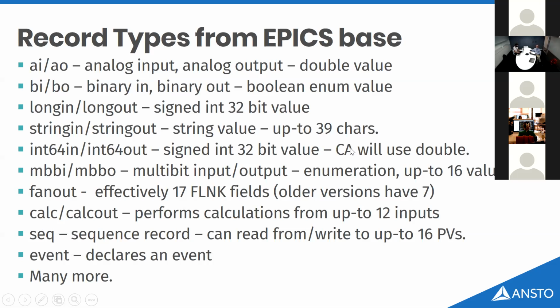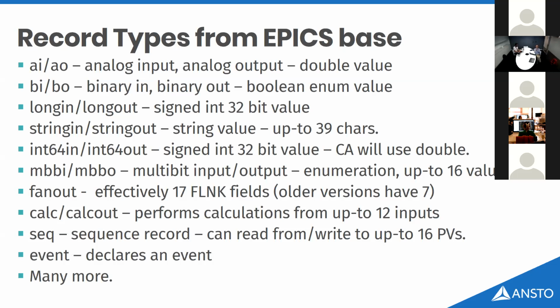But if you try and access them by channel access, it'll use a double, because channel access doesn't support 64-bit integers. So it'll do the best it can with double. So I think up to about 52 bits, you'll be exact, and then after that, it'll start to become an approximation. MBBI, MBBO are used for enumeration values, enumerations up to 16 values.